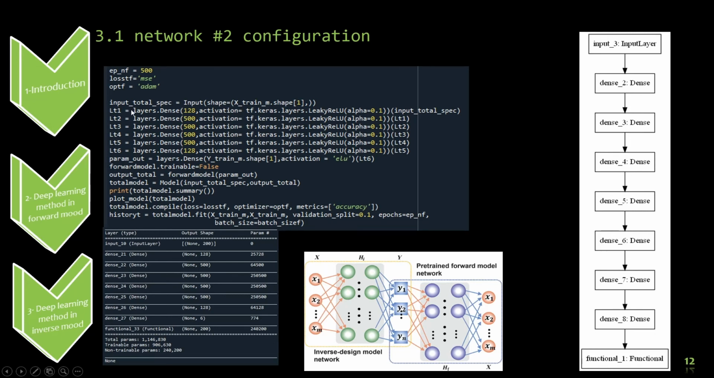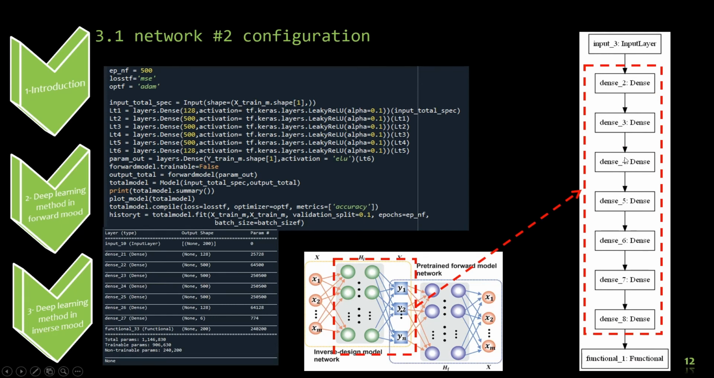I chose about 6 hidden layers, and I added my forward model and set trainability to false. So here you can see I have about 200,000 non-trainable parameters, and this part of the network is related to these green neurons, which is for the inverse design of the structure, and this function down here is for the forward model, whose weights will not count as trainable weights.